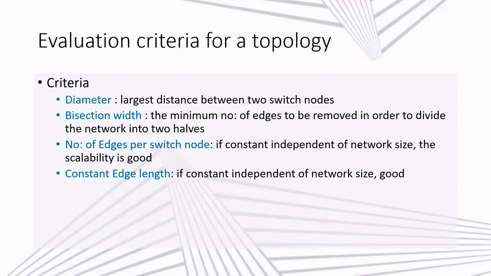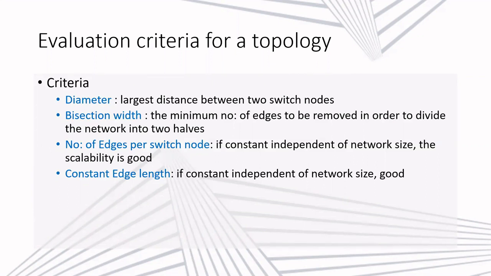So we can evaluate a topology to measure its effectiveness using four criteria. Four parameters are there. The first parameter is diameter. The diameter of the network is the largest distance between two switch nodes. Lower diameter is always better as it reduces the communication overhead of the architecture. The next parameter is the bisection width. This is the minimum number of edges to be removed from the network so that the network is divided into equal halves. High bisection width is good because the size of the data set divided by the bisection width puts a lower bound on the complexity of the algorithm.